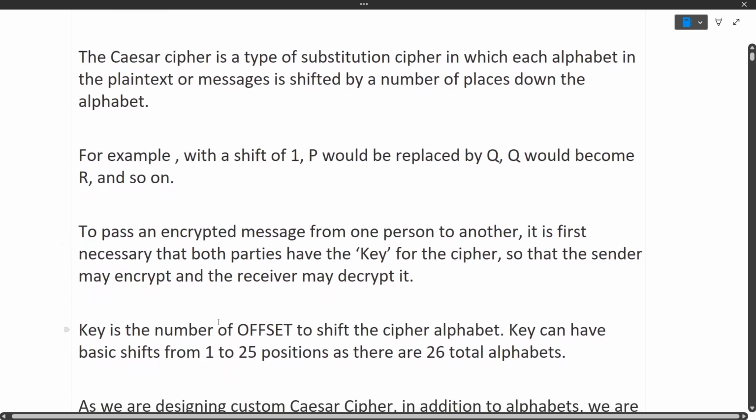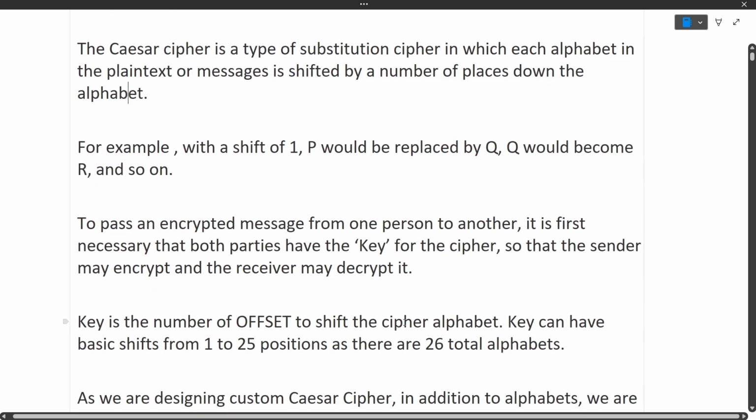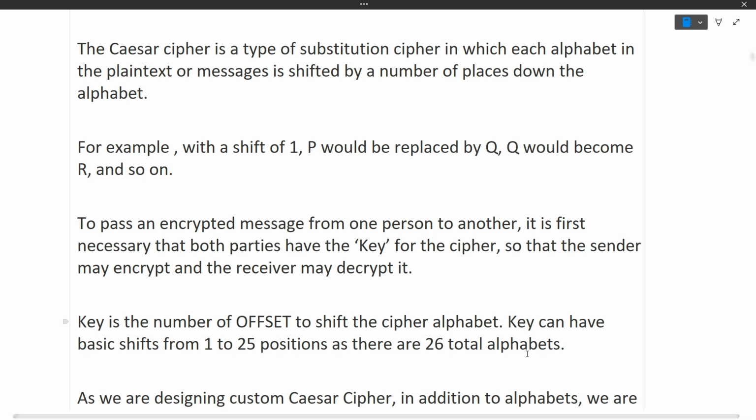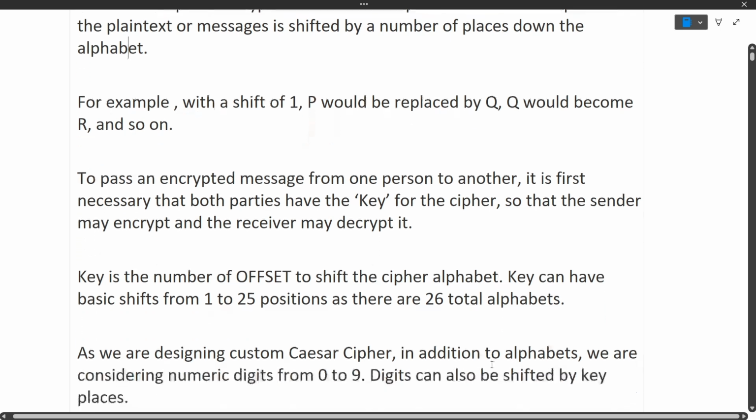So the key in this case is the number of offset to shift the cipher alphabet. The key can have values from 1 to 25, as there are a total of 26 alphabets. If A is the alphabet and we want to encrypt it using a key with value 1, then A will become B. Similarly, if we have the alphabet D and the key is 2, then D will become F, because D plus 1 equals E, plus 1 equals F. So with key equal to 2, D will become F. So we have discussed what the key is.